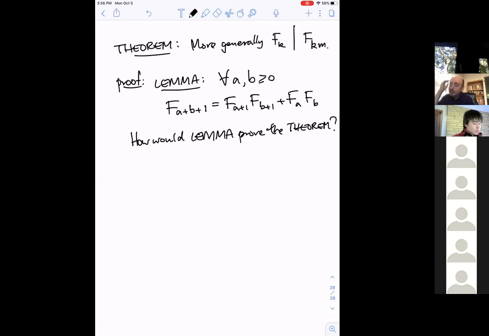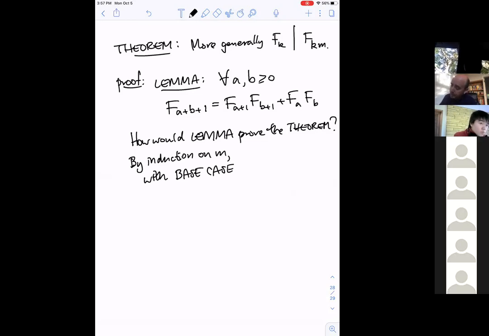And again, it would let us prove the theorem by induction on m. Where am I going to start? I guess m equals 1 would be my base case. Maybe I should take m equals 0. I'll take m equals 1, but I think m equals 0 would be a valid base case too. Then we're just saying Fk divides Fk. Well, that's true.